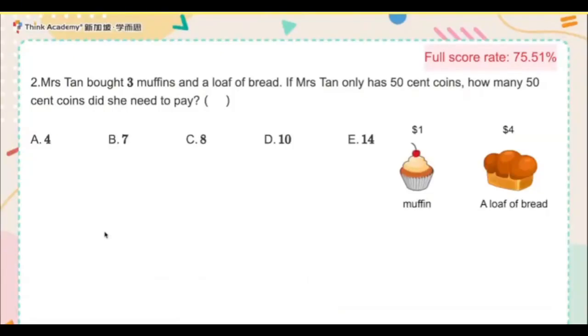Firstly, everyone, let's take a look at the second question. Have you seen this question already? Give me a big thumbs up if you got it. Okay, so everyone, let's read the question together.